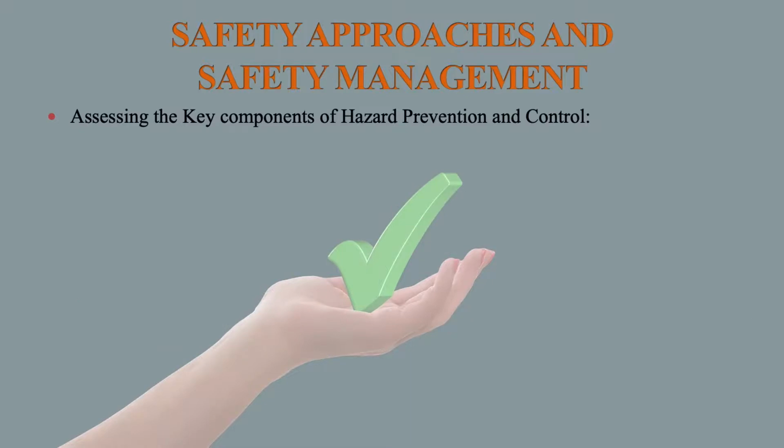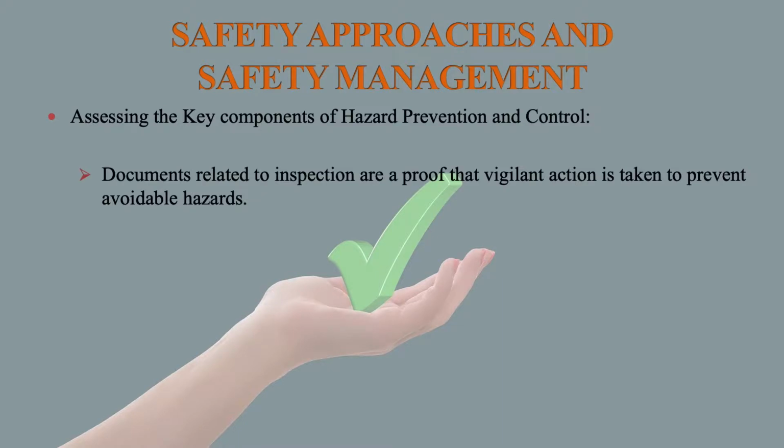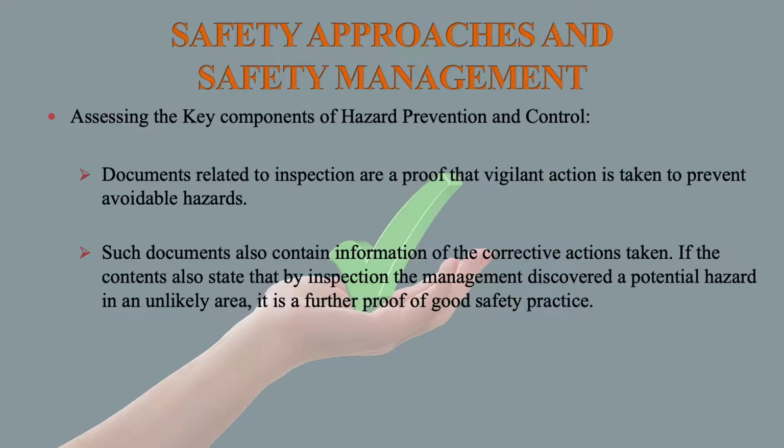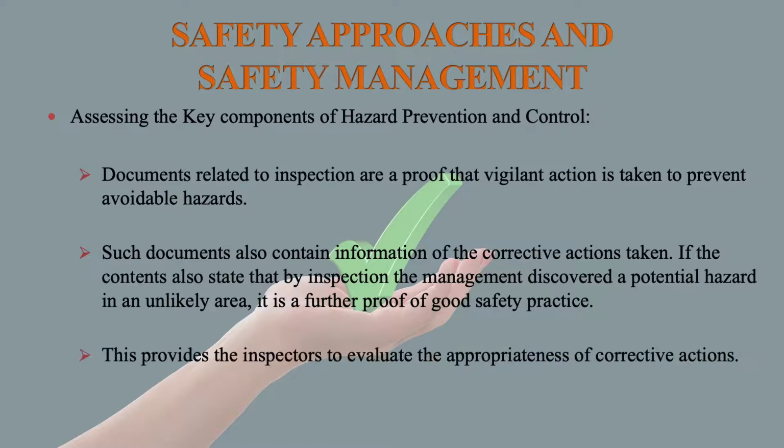Assessing the key components of hazard prevention and control. Documents related to inspection are a proof that vigilant action is taken to prevent avoidable hazards. Such documents also contain information of the corrective actions taken. If the contents also state that by inspection the management discovered a potential hazard in an unlikely area, it is a further proof of good safety practices. This provides the inspectors a way to evaluate the appropriateness of corrective actions.